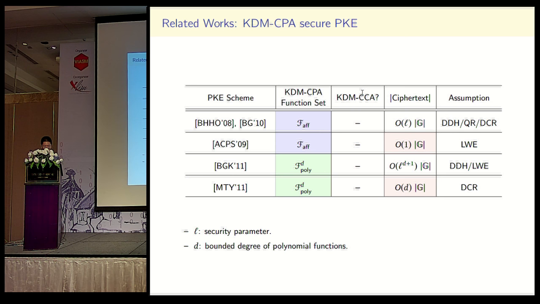BHHO proposed the first KDM-CPA secure PKE scheme in the standard model in 2008. However, their ciphertext is incompact. It consists of group elements, and the number is linear in the security parameter. ACPS also proposed KDM-CPA secure PKE for affine functions, and the ciphertexts are compact. MTY provides a KDM-CPA secure PKE for polynomial functions, and their ciphertext consists of a large number of group elements.